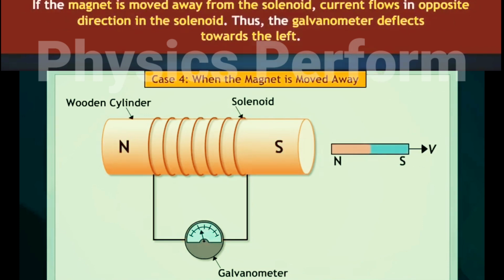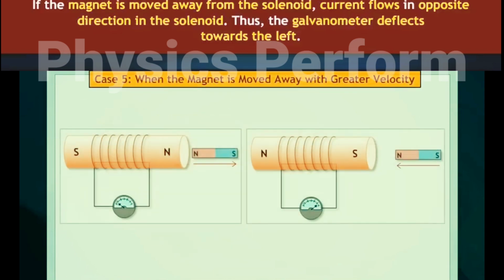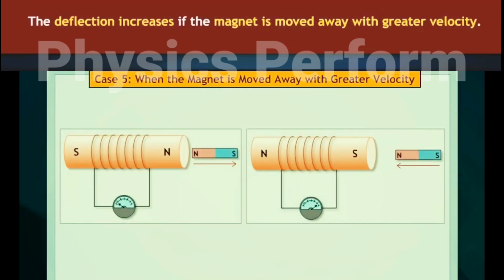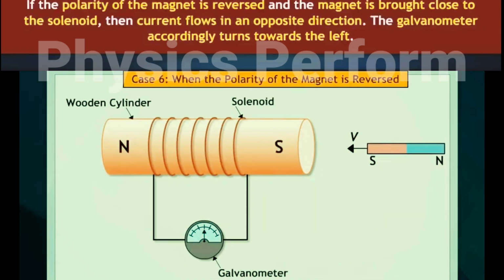If the magnet is moved away from the solenoid, current flows in the opposite direction in the solenoid. Thus, the galvanometer deflects towards the left. The deflection increases if the magnet is moved away with greater velocity. If the polarity of the magnet is reversed and the magnet is brought close to the solenoid, then current flows in an opposite direction. The galvanometer accordingly turns towards the left.